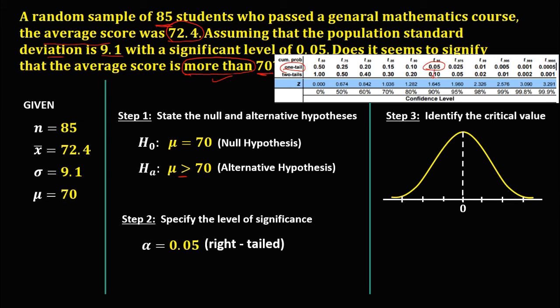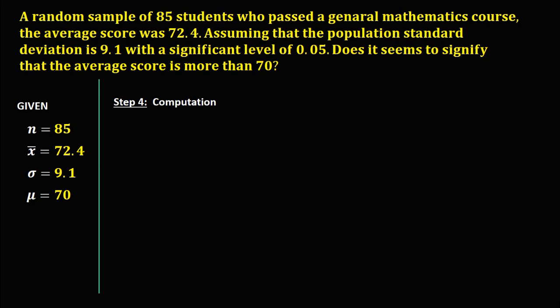So Z now is 1.645. Then right-tailed, so to the right, so positive 1.645. So this is now the rejection region, and this area is the non-rejection region. Then for step 4, the computation.